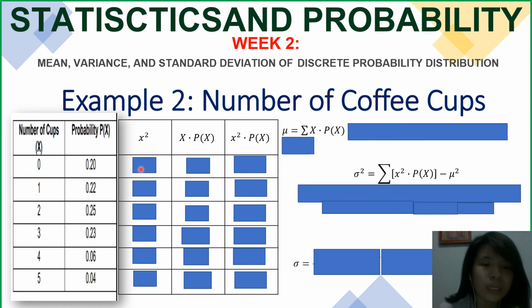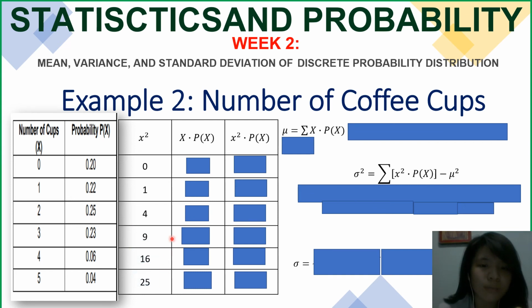So, 0 squared, so nasabi ko na paano i-solve to. X squared, that is x times x. So, 0 times 0 is 0. 1 squared is 1. 2 squared is 4. 3 squared is 9. 4 squared is 16, and 5 squared is 25. Now, let's proceed to getting the product of x and p of x, which is the first and second column. So, 0 multiplied by 0.20, that is still 0 because any number multiplied by 0 is still equal to 0.